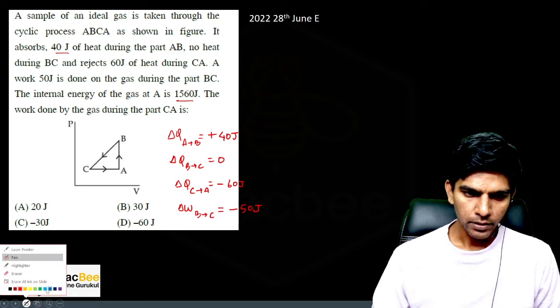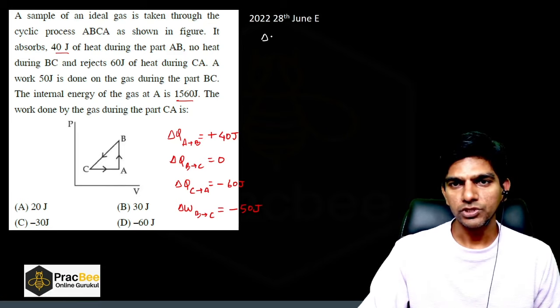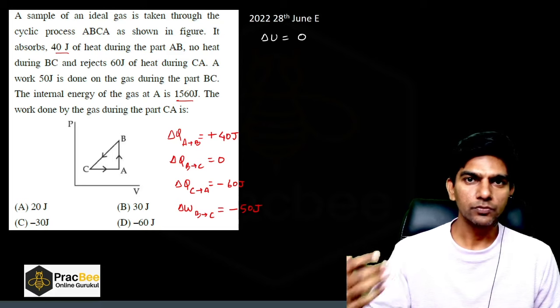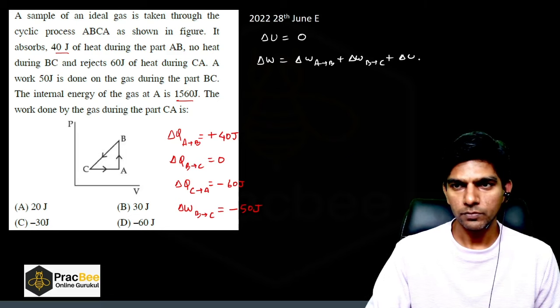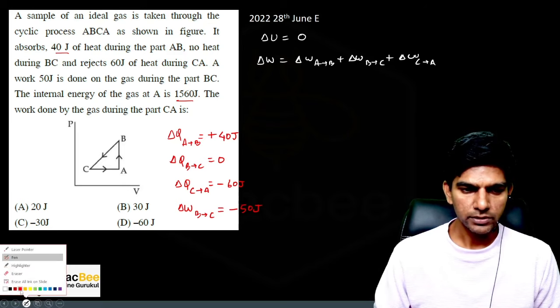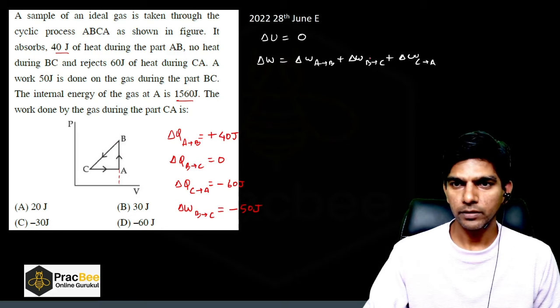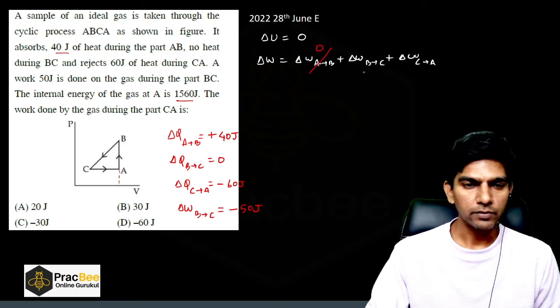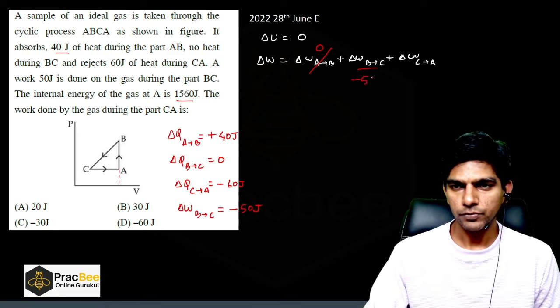Okay. Now in a cyclic process, since we are coming back to the same initial state, there is no change in the internal energy. So delta U will be 0 for the cyclic process. And the work done will be given by work done from A to B plus work done from B to C plus work done from C to A. Since A to B is an isochoric process, there is no change in the volume. So this work done A to B will be 0. And we are given the work done from B to C, and this is nothing but minus 50.